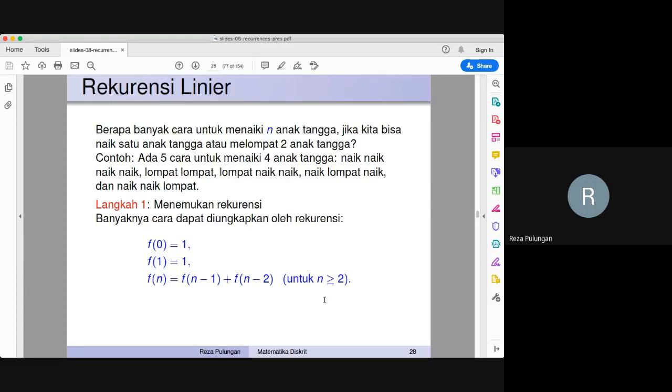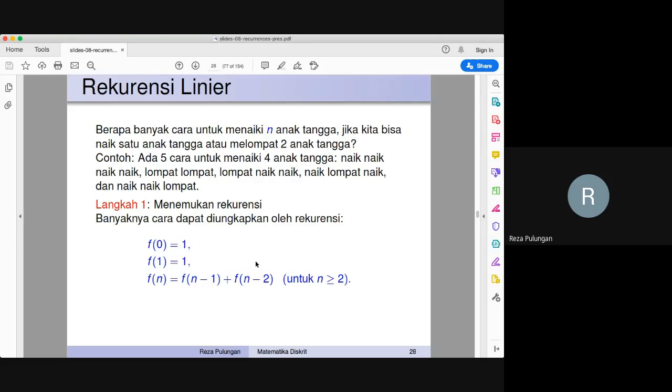Now, what do we have here? This is another recurrence. This recurrence is quite peculiar because we have two boundary conditions here. It's okay. We will see later on that if we have two functions on the right side here, then we will indeed need two boundary conditions.